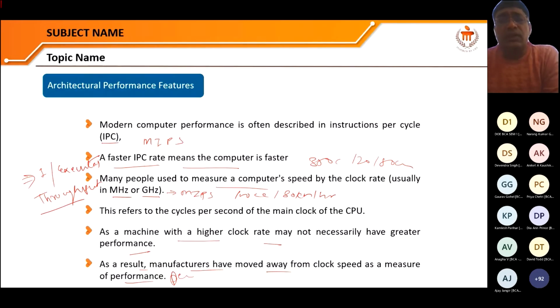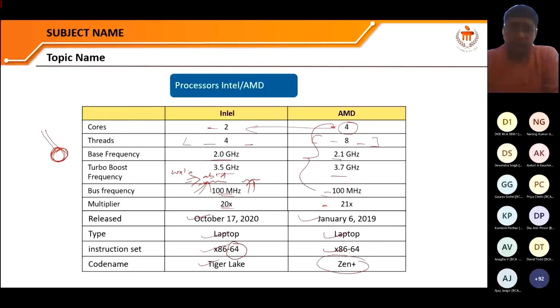And architectural performance: here we talked about instructions per cycle, and instructions per cycle work on MIPS, and how we can calculate MIPS by megahertz and gigahertz. So all these things we have discussed. And here we have discussed the live processors, Intel and AMD, and we have also discussed two types of Intel processor, 8086 and 8088. And we have also discussed the overclocking of the system.